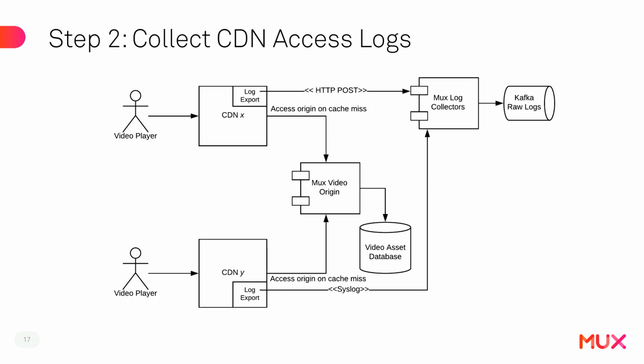With step 2, we actually get down to the details of handling logs. In this diagram, you can maybe see in the upper right, we've got log collectors, which sit behind a load balancer that permits inbound connections on HTTPS and syslog. Many of our CDN partners will stream logs to us as they're generated. Additional CDN partners that we're currently trying to integrate with have APIs that we can pull for CDN logs. Either way, those two mechanisms of getting access logs result in logs being written to a Kafka raw logs topic.